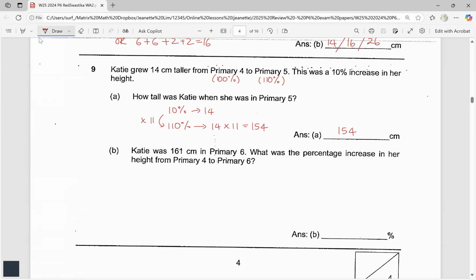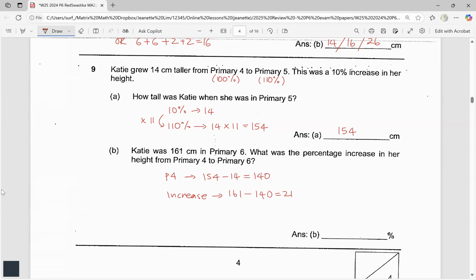Okay, then next, part B. Katie was 161 cm in P6. What's the percentage increase from P4 to P6? So P4 is the original. I'm going to find a percentage increase since P4. So we need to find that P4. P4 is 100%, or you can just take 154 minus 14, which was 140 cm. Next, we need the increase. So from 140 to 161, we take 161 minus 140, which is 21.